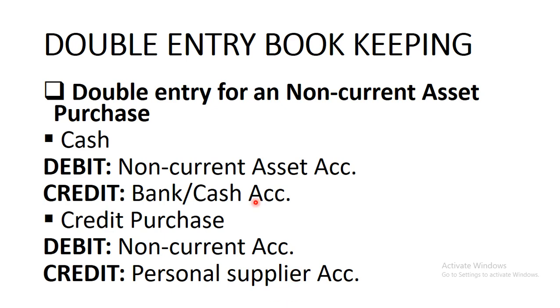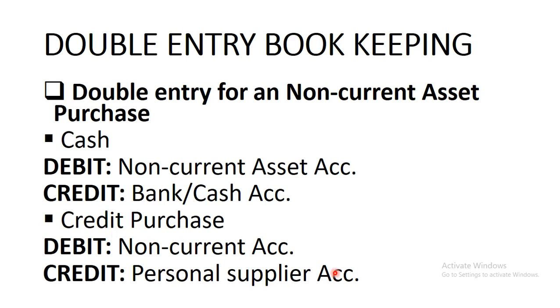So the double entry, if we make a cash purchase, we need to debit the non-current asset account, right? Then we need to credit the bank or cash account, right? For a credit purchase, we need to debit the non-current asset account, then you credit the personal account. Then the other issue that you need to understand is that assets are always on the debit side. Assets, whether current or non-current, are always on the debit side. And this is something that you need to know. This is something that you need to know off the top of your head.